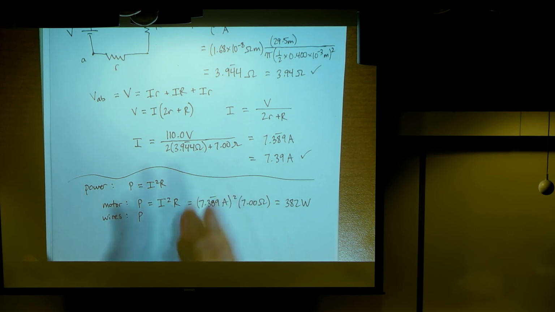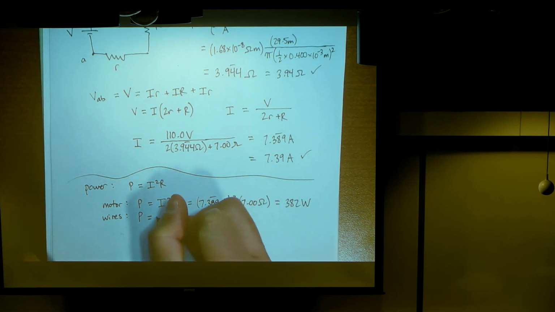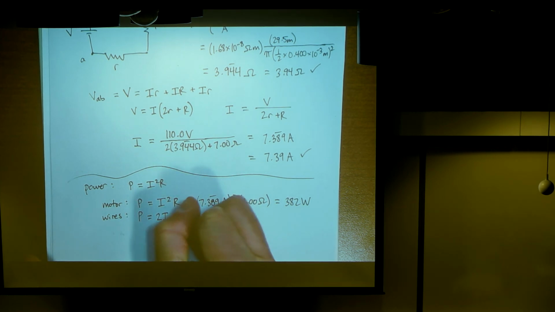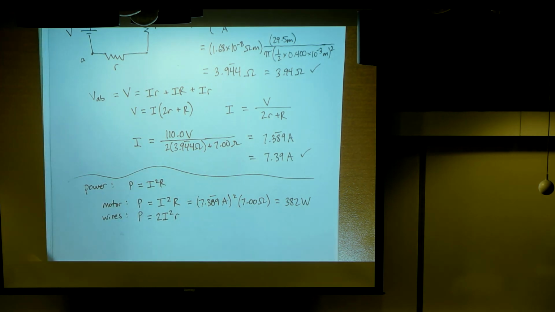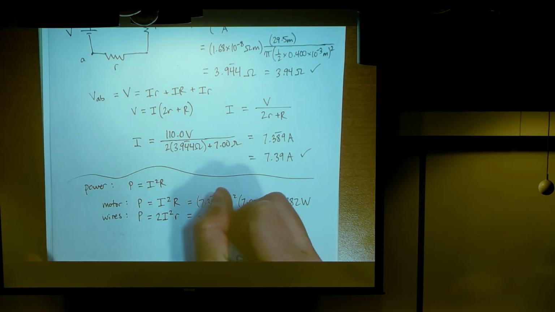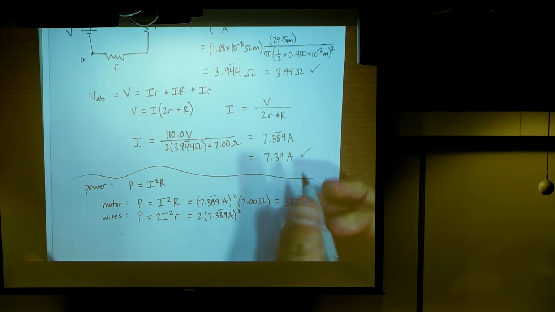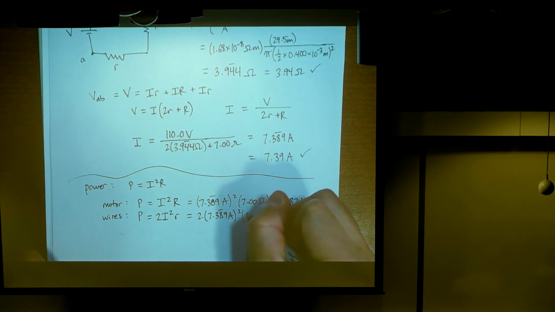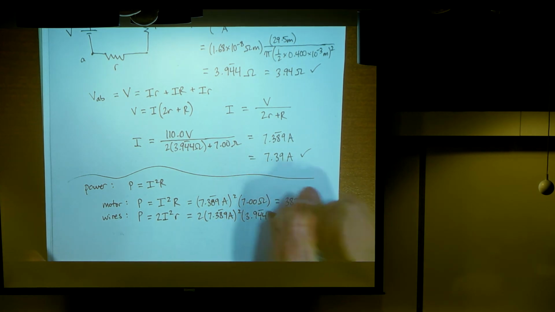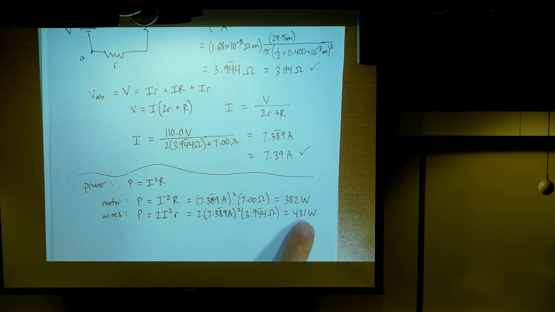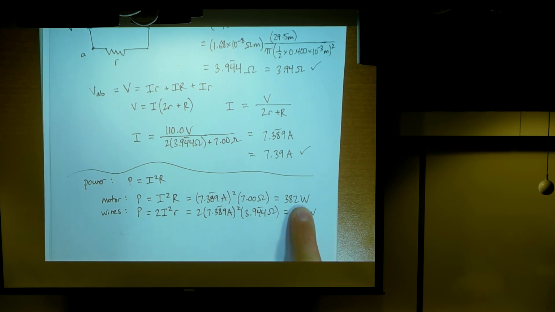We have 2 of them, so you have to be careful. I'm going to multiply overall by a factor of 2, and then I squared, and I'm using lowercase r just to denote that resistance. So we have 2 times the same current, which we will square and then multiply by the resistance of each one of the wires, which is 3.944 ohms. What does that work out to? Yeah, 431 watts. You see what I mean? They're eating up more power just in the wires than the motor's actually using. So it's not a particularly good setup, right?